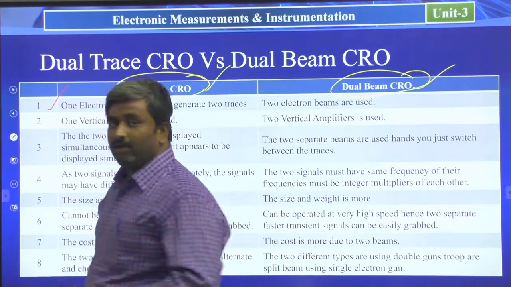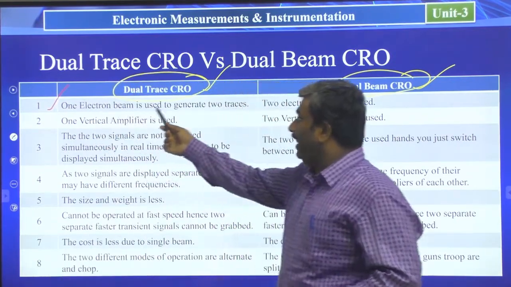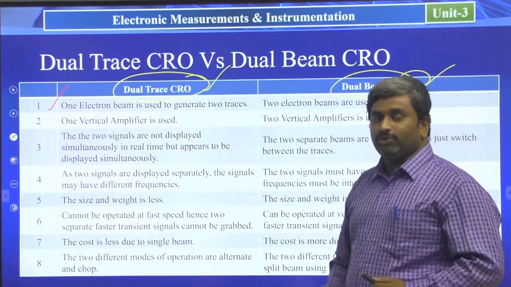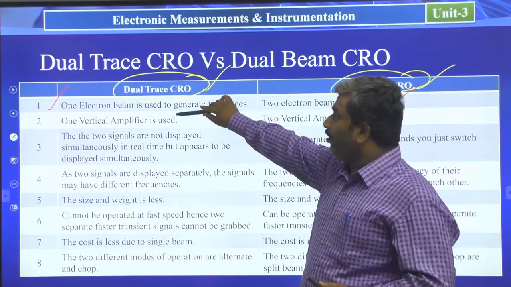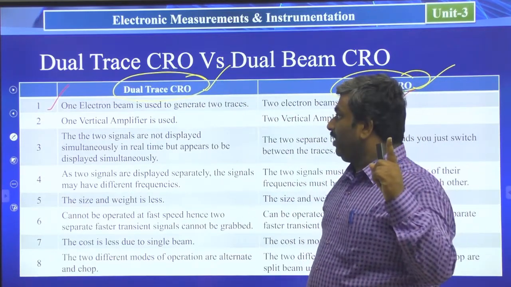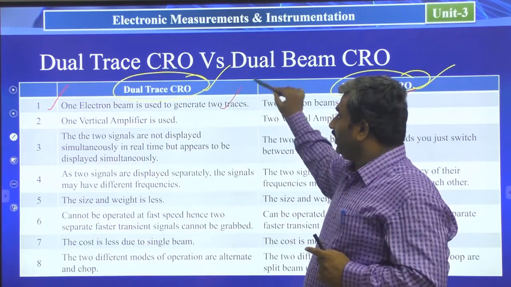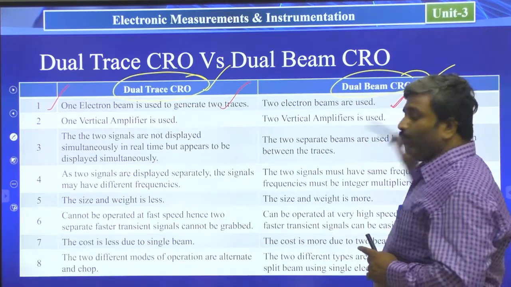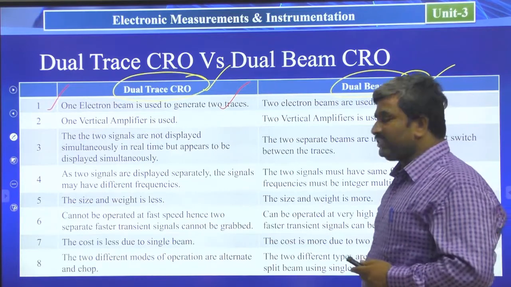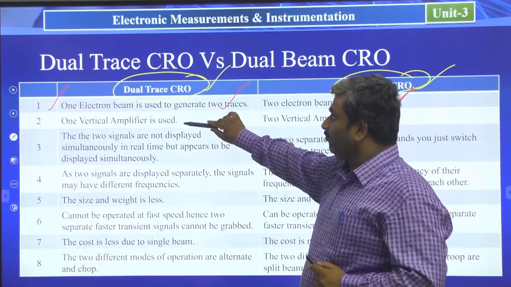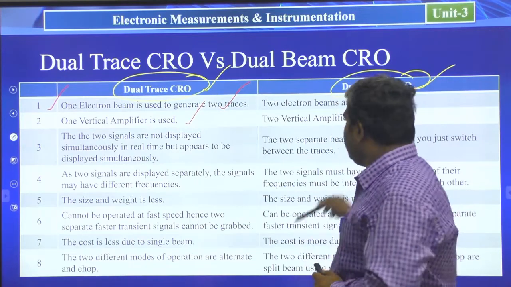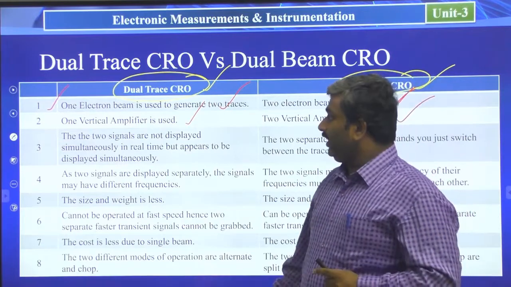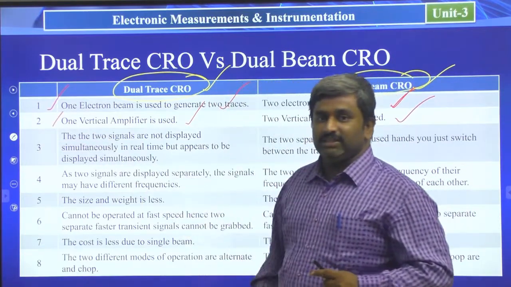The first point: one electron beam is used to generate two traces, whereas two electron beams are used to generate two traces. In the dual trace CRO, only one electron gun is available, and within the one electron gun we can see two channels of information. But in the dual beam CRO, we have two electron beams to see two signals. In the dual trace CRO, only one vertical amplifier is used, but in the dual beam CRO, we are using two vertical amplifiers. As per our previous discussion, this is the second difference.